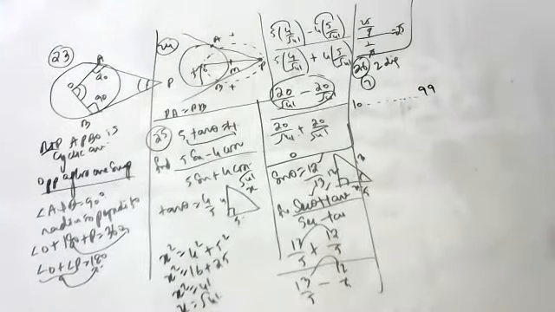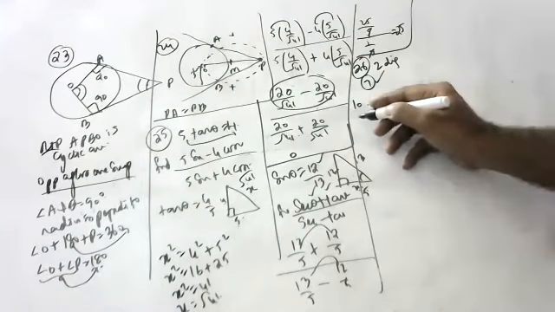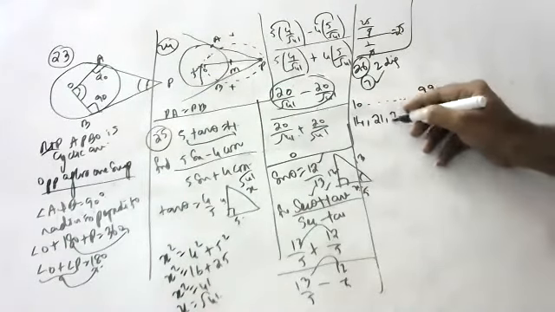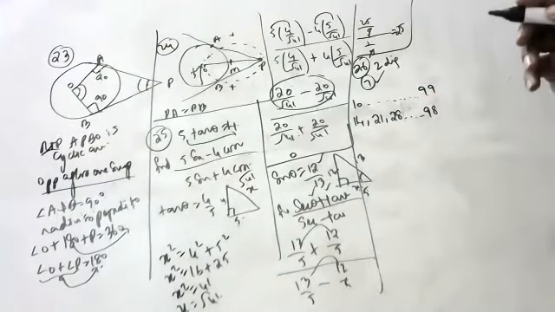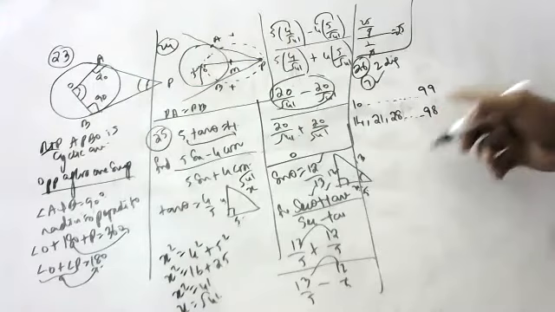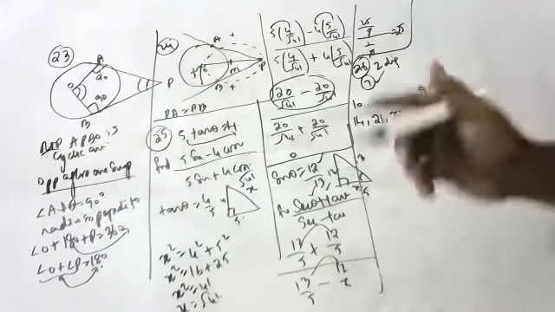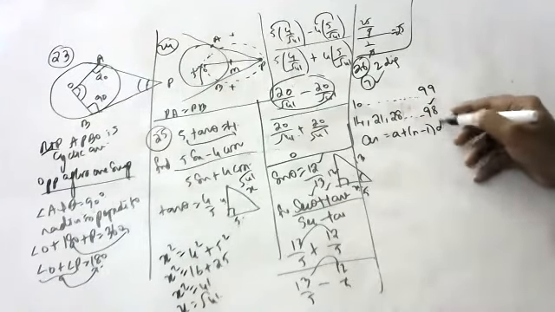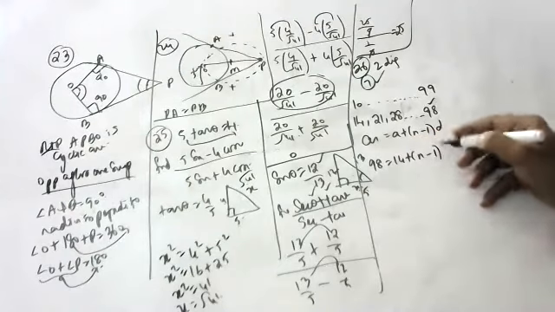Okay, so children, what is the first two-digit number which is divisible by 7? 14. After 14, 21, 28. The last one is 98. So 98 is which term? a n is equal to a plus (n minus 1) into d. 98 is equal to 14 plus (n minus 1) into 7.